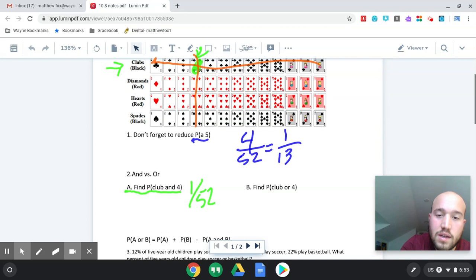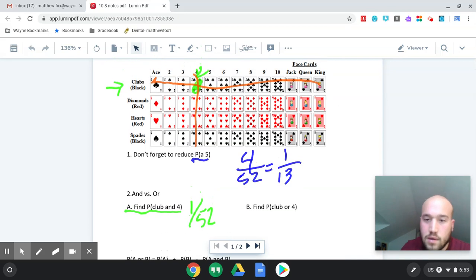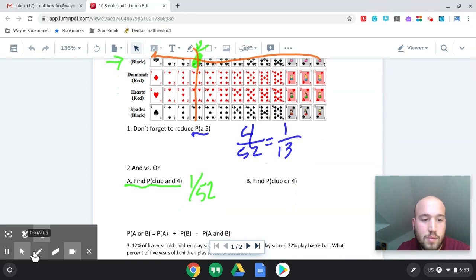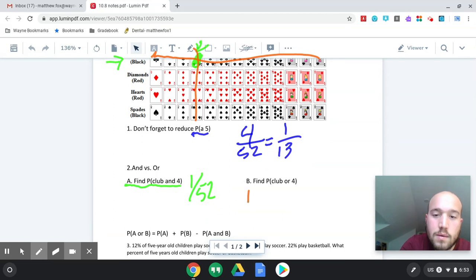So 13 over 52, plus the probability of B, the event B. That's 4. What's the probability that the card is a 4? There's 1, 2, 3, 4 of them, so it'd be 4 over 52. Now, we have to remove the probability that both of those are true, which conveniently enough, we just found to be 1 over 52.